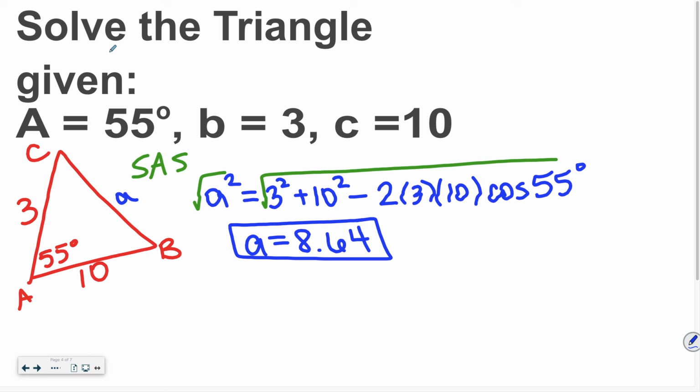However, you have to be careful. Do you remember how we had the ambiguous case yesterday? Okay. Our calculator, when we type in inverse sine, does not give us an obtuse angle. It always gives us an acute angle. And that's why we had issues with our ambiguous case yesterday. Okay? Now, how many solutions are we going to have to this triangle?